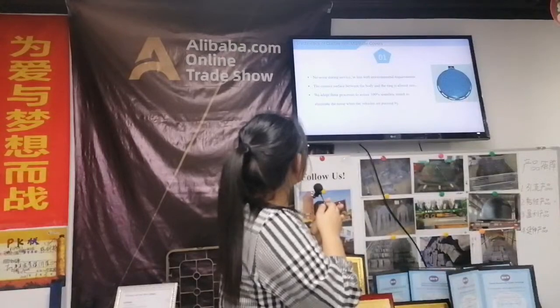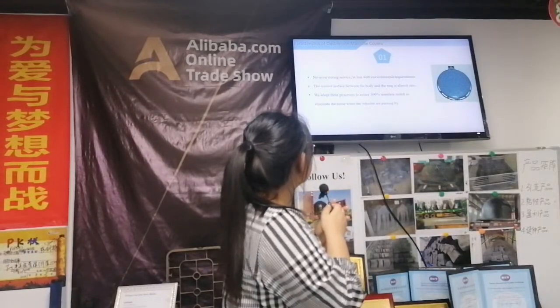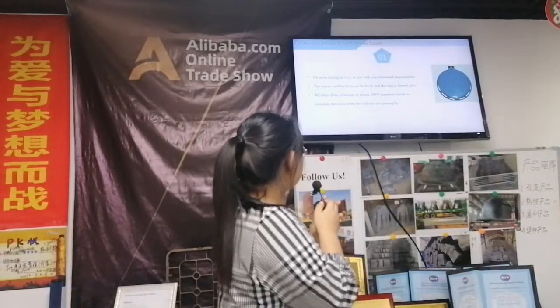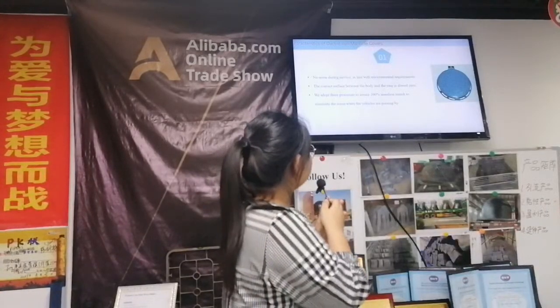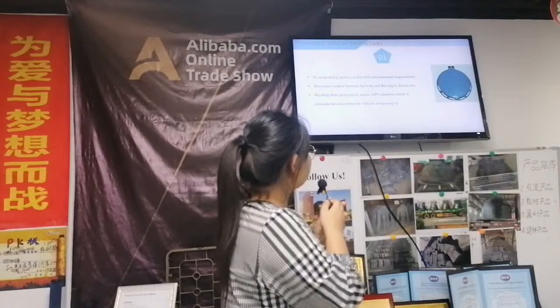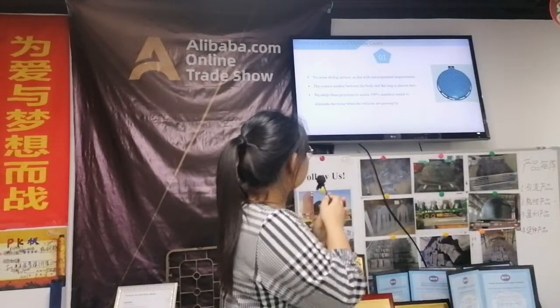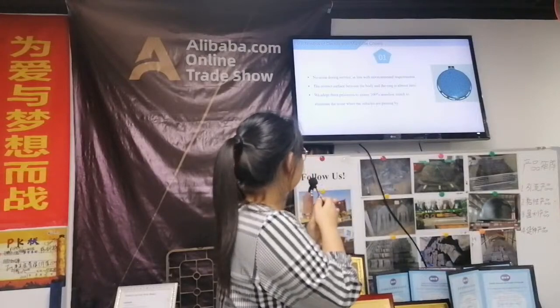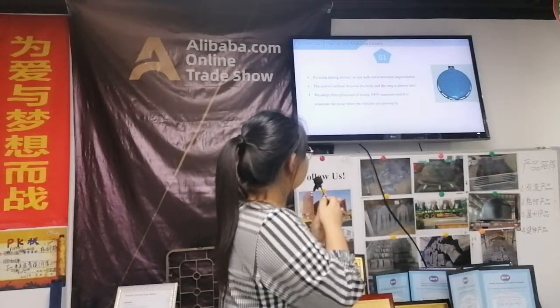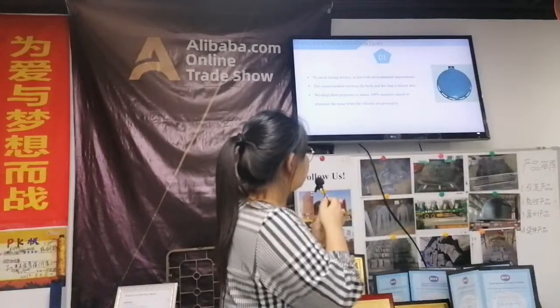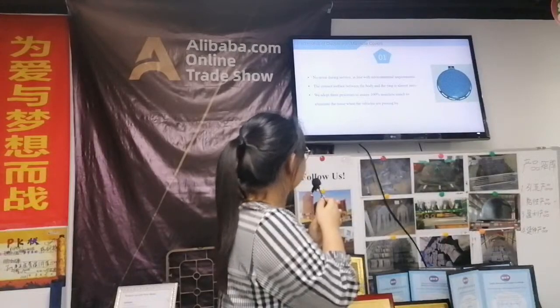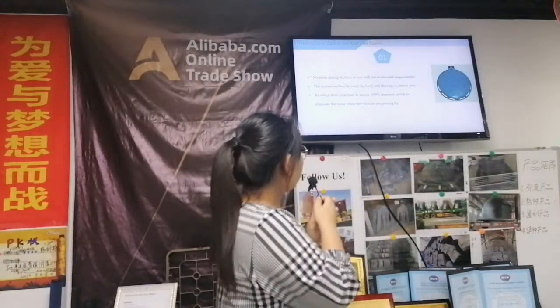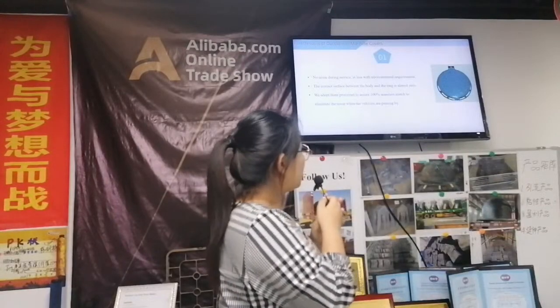There are also some characteristics of ductile iron manhole covers. The first: no noise during service, in line with environmental requirements. The contact surface between the body and the ring is almost zero. We adopt 3 processes to assure a 100% seamless match to eliminate the noise when vehicles are passing by.